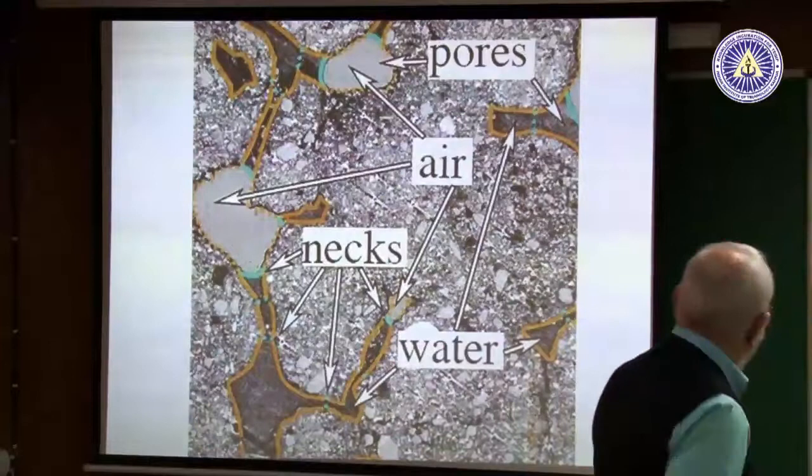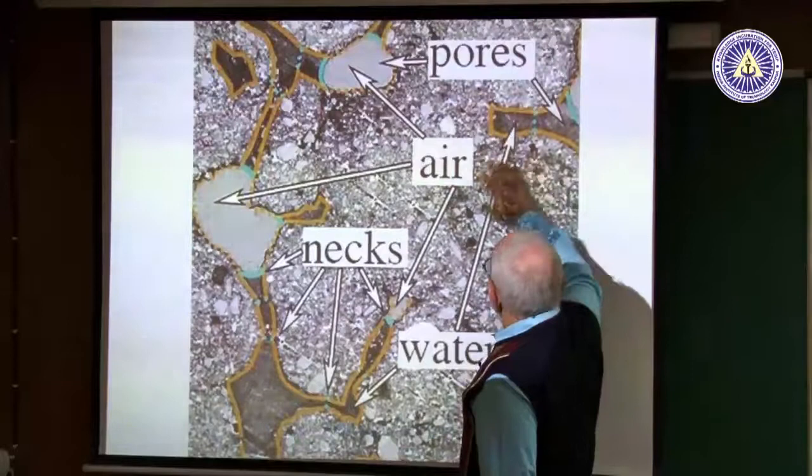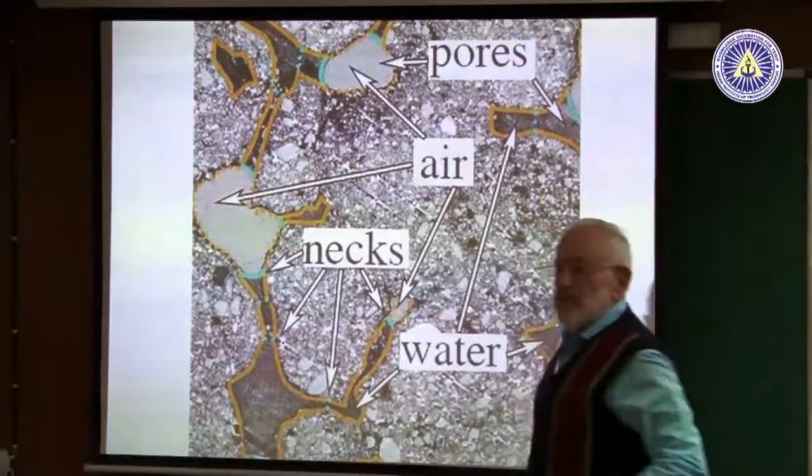Here's even a closer bit. You can see that you might have some air in here. There are pores here which might be full. This is rock. And you could solve the Navier-Stokes equations all the way around, but that wouldn't be very effective.